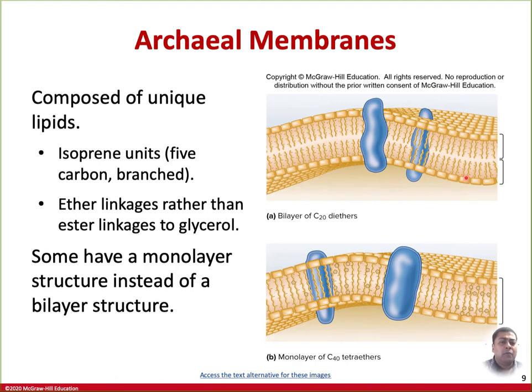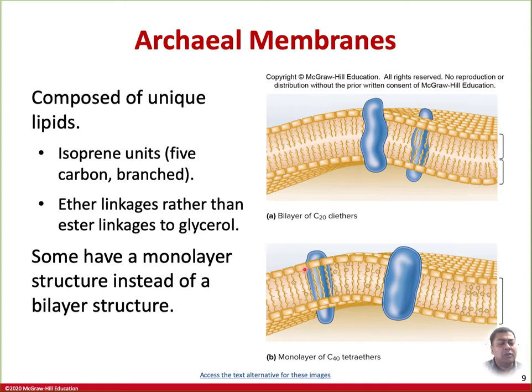On the other hand, what you see in archaea is that they are made up of a monolayer. It's a single layer, but it acts as a bilayer. So how does this happen? The first thing is what they are made up of: isoprene units, and these isoprene units are a 5-carbon branched structure.